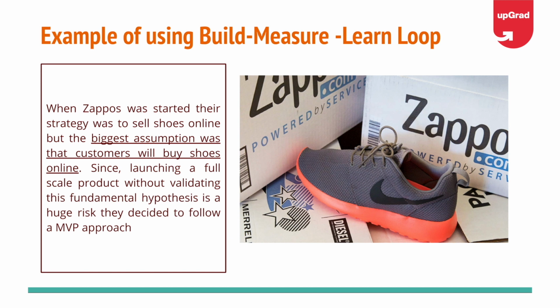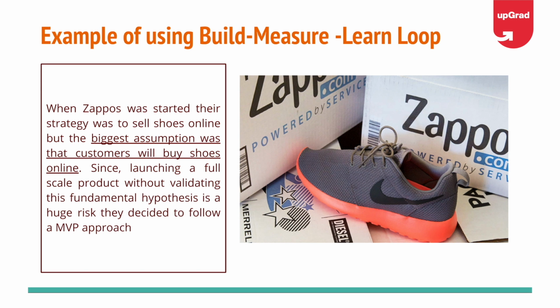Now the biggest assumption at that stage for Zappos was whether customers will buy shoes online. So they basically assumed that yes, if I sell shoes online, customers will buy it. So that's a major assumption. And since they had no data to prove it, they could have done two things.